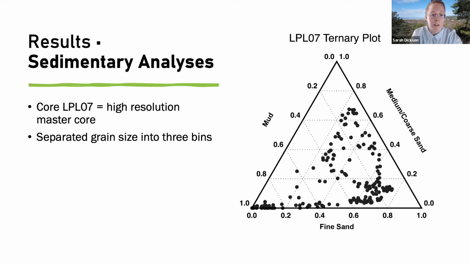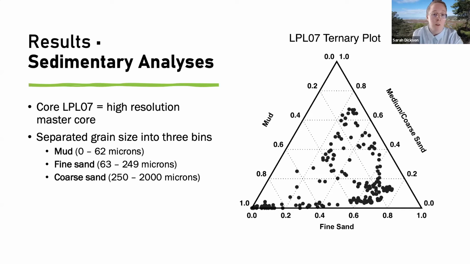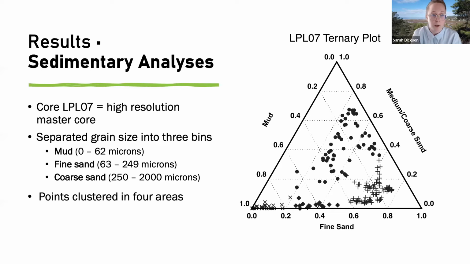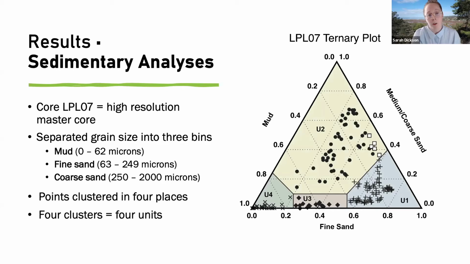Our final grain size bins were mud, which ranges from 0 to 62 microns, fine sand, which ranges from 63 to 249 microns, and medium and coarse sand, which we're going to refer to from here on out as just coarse sand, which ranges from 250 to 2,000 microns. We found that our points clustered in 4 areas, which then became our 4 units. The shell hash layer actually ended up in unit 2, shown here with the open squares, but the surrounding sediment is unit 1, so we consider it to just be a unique deposit within unit 1.